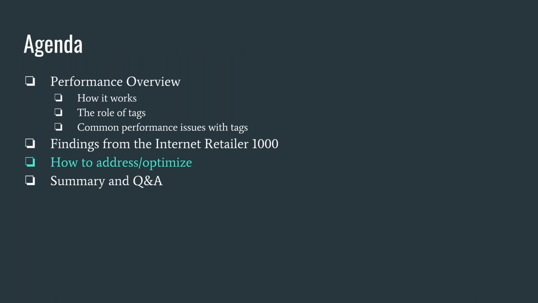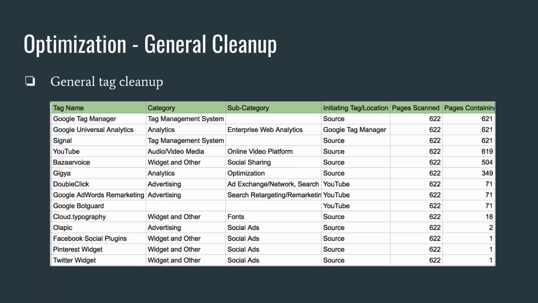So now that we understand how this whole process works, we understand some of the low-hanging fruit, just trends that we have identified from the Internet Retailer 1000 websites. How do we address it? How do we optimize? How do we actually get better here? So number one, general tag cleanup.